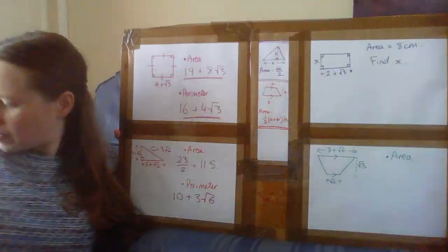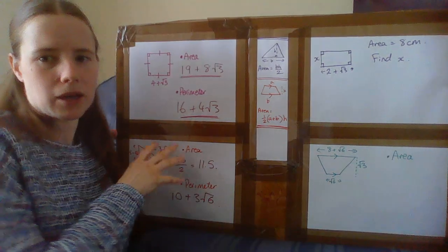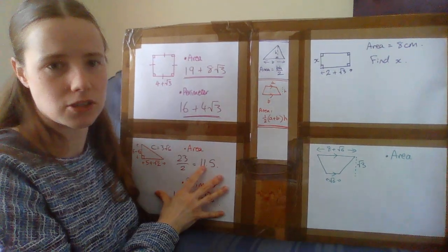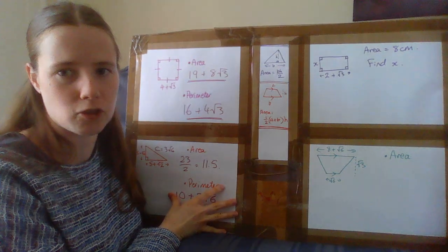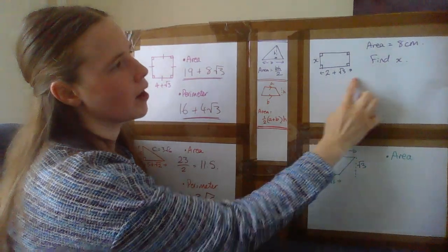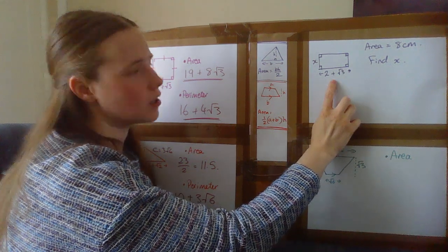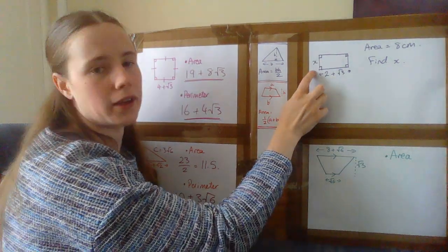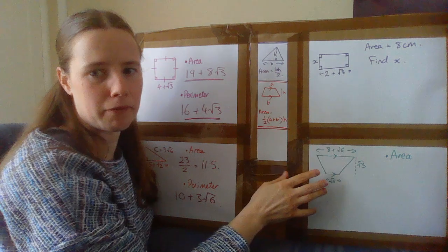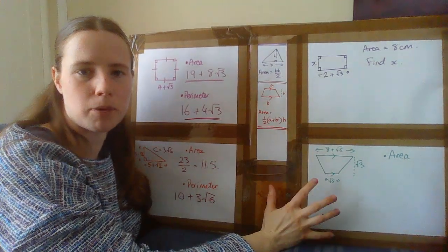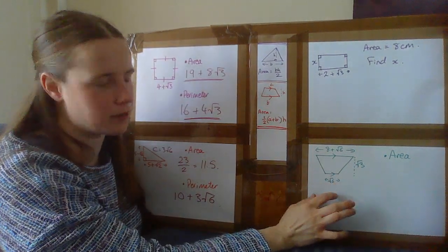I'm now going to have a look at a couple of more difficult questions using surds and geometry. For this one here, we've been told the area, we've been told one of the lengths which has a surd in, and we've been asked to find out what the height is. And for this one here, we've got a trapezium. Apologies that I've just had to draw these shapes and they're not perfectly drawn.